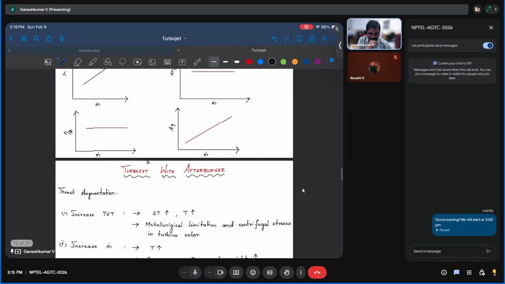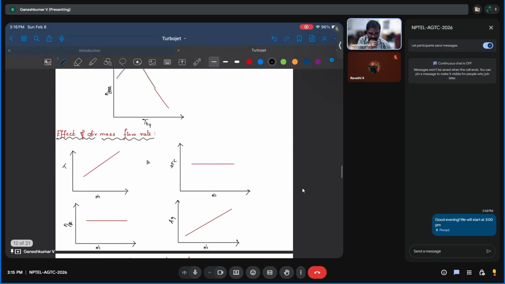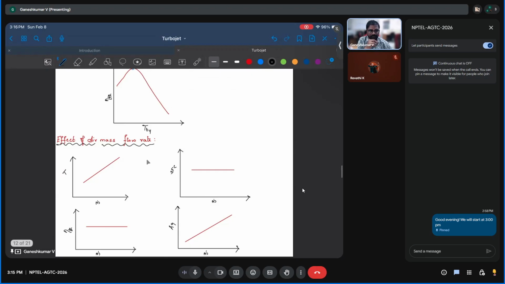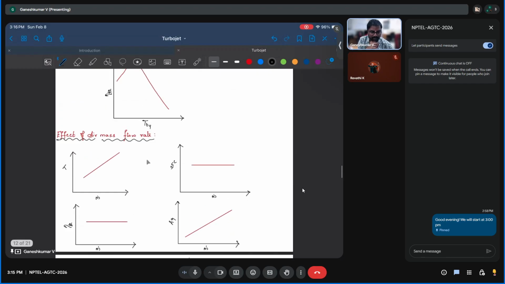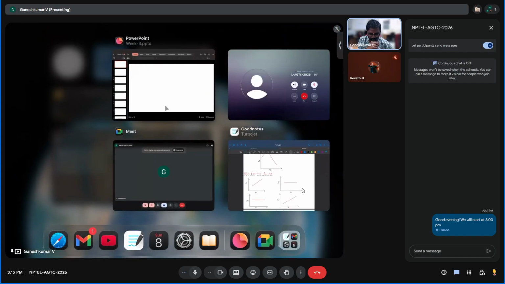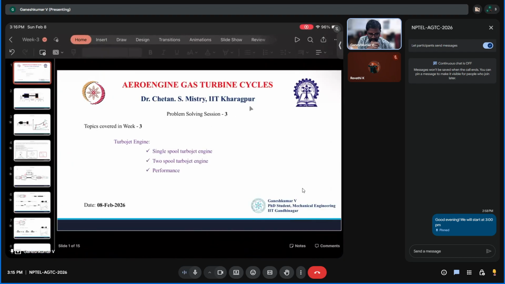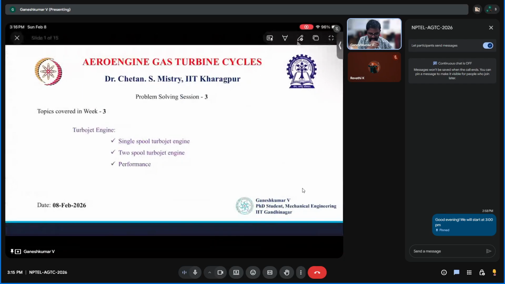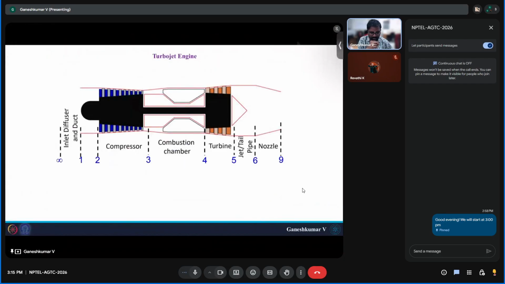And yeah, so that is where we stopped. I think the professor must have solved one of the problems. I have a similar problem I'm going to solve today. And next week we will study turbojet with afterburner. Okay, so if there are no questions, I will start today's material that I have.